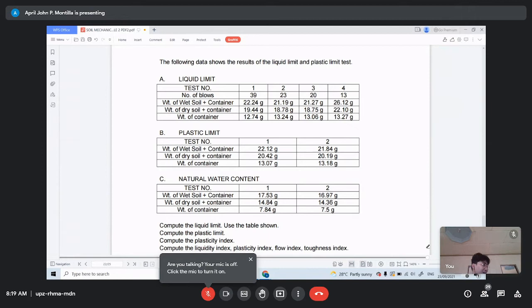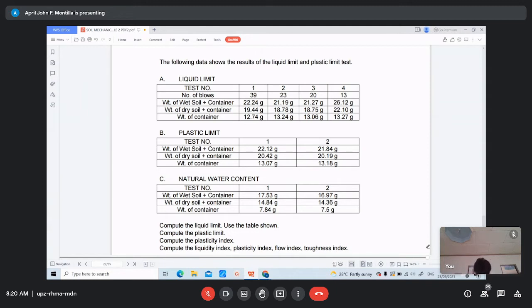The following data shows the result of the liquid limit and plastic limit test. A, liquid limit. Test number 1, number of blows equals 39. Test number 2, number of blows 23. Test number 3, 20. And test number 4, 13. The weight of the wet soil plus container in test number 1 is 22.24 gram. In test number 2, 21.19 gram. In test number 3, 21.27 gram. In test 4, 26.12 gram.